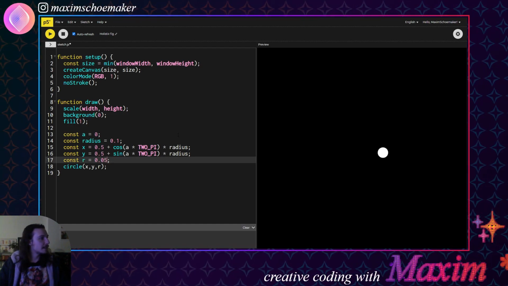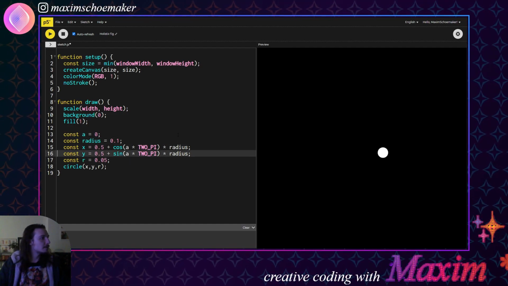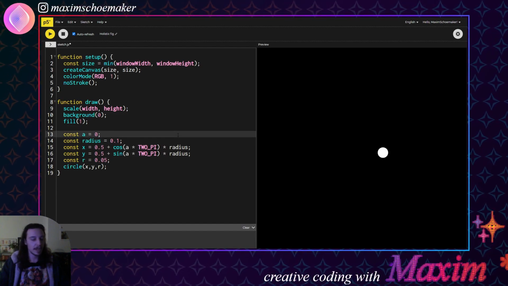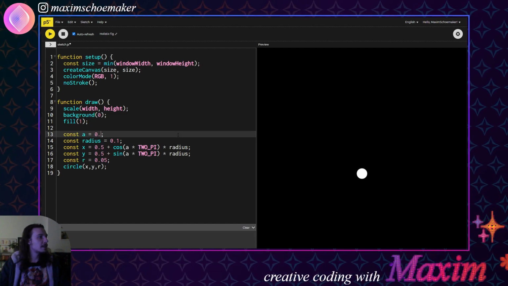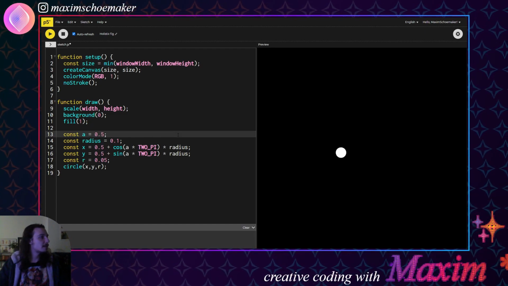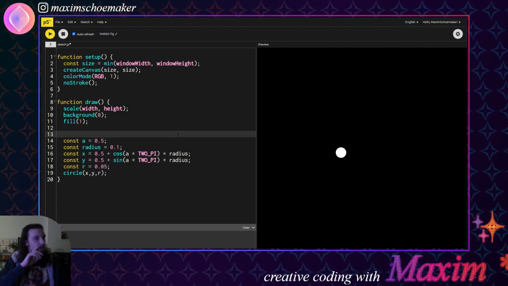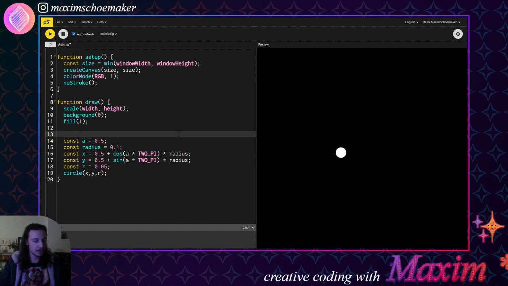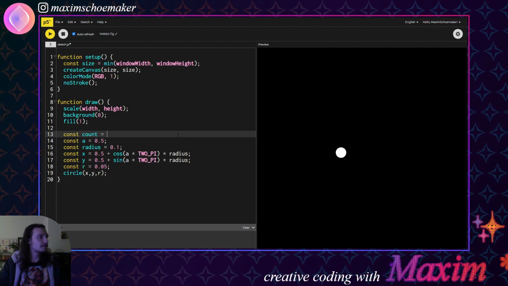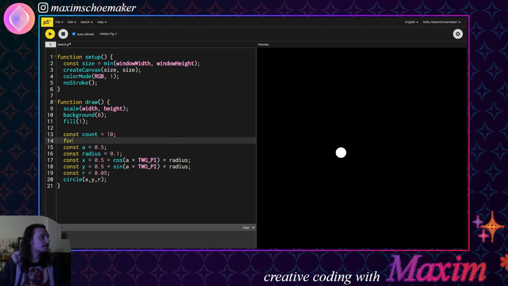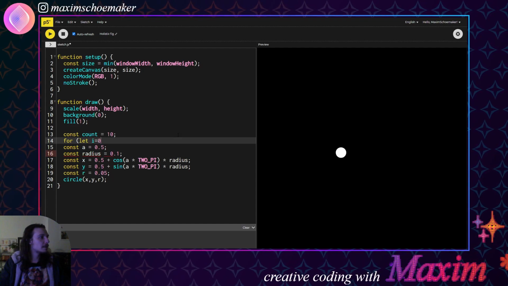Now you can't really see if it's drawn in a circle because we just have one angle. But if I do this a quarter, then it'll be a quarter down. If I do this a half, it'll be on the left. All right. Well, what are we going to do now? We're going to draw multiple circles in a circle. So let's say 10. I'm going to make a loop.